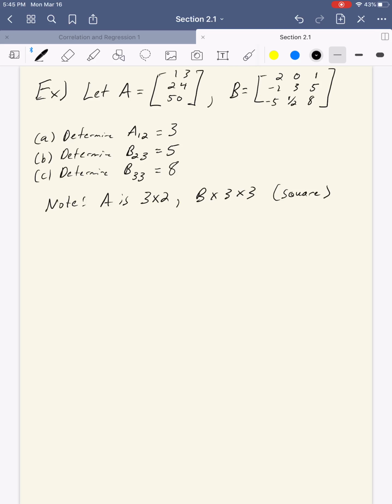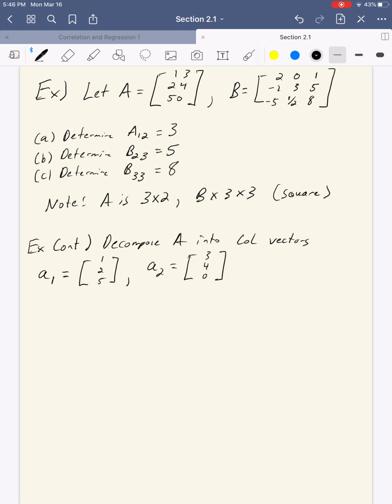Okay, so let's also talk about how you can decompose matrices into rows and columns. So if we make a note here, let's continue this example. If we notice, we can decompose A into column vectors. So we can notice that A1 would be 1, 2, 5, and then A2 would be that second column, 3, 4, 0. And then notice that we could say A, instead of writing out all that notation, is just A1, A2.